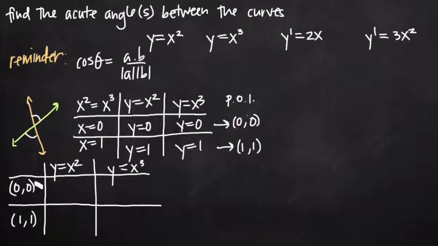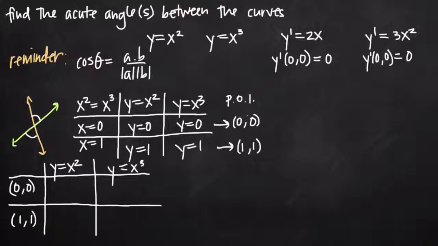Now, what I need to do is take my point of intersection and evaluate it in this derivative function. So I'm going to say y prime of 0, 0. This is going to give me the slope of my tangent line at the point 0, 0. I get 2 times 0, or just 0. And over here in my second derivative equation, if I plug in my point of intersection 0, 0, I'm going to get y prime of 0, 0 is equal to 3 times 0 squared, or just 0.